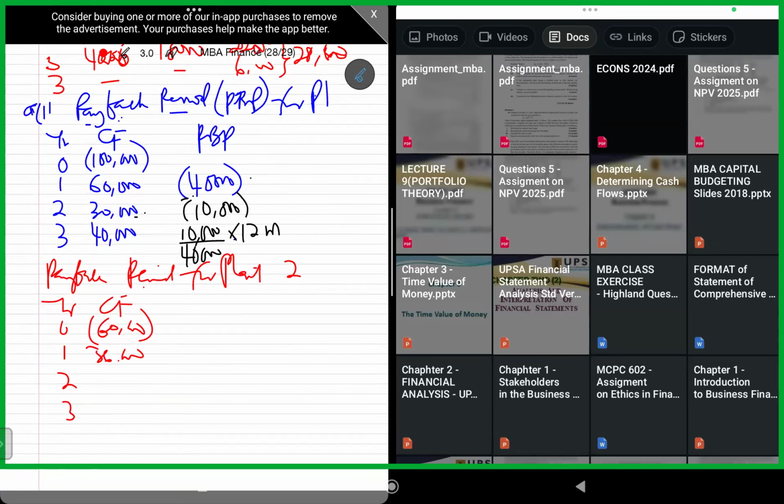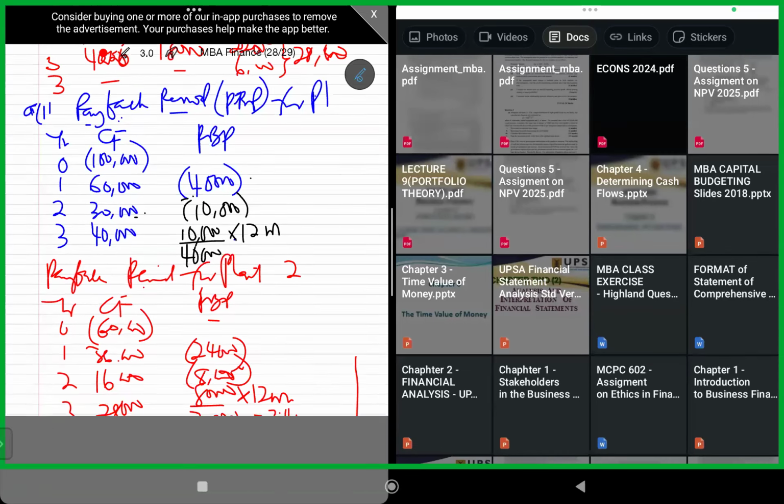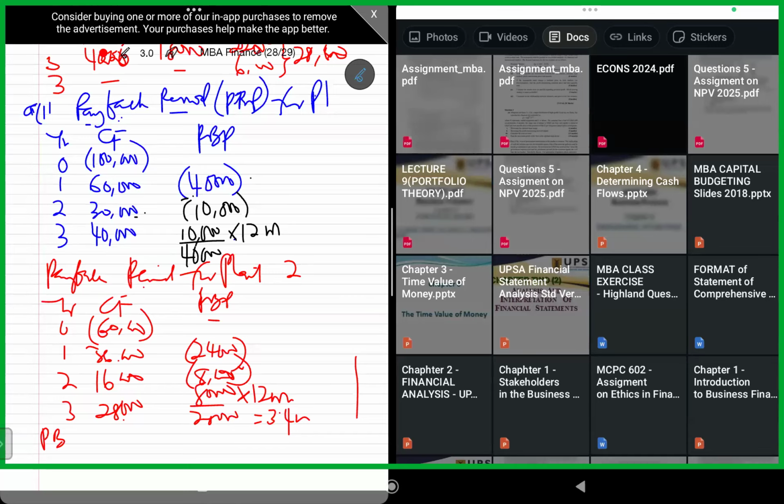36,000, 16,000, 28,000, 28,000. Then we have the payback period. 36 less 20 will give us 24,000. End of year 0, 8,000. Year 1, and this one gives me less 8,000. I'm going to have 8,000 divided by 28,000 times 12 months. And what do you get? You have 3.4 months. So the payback period, PBP, is 2 years, 3.4 months.